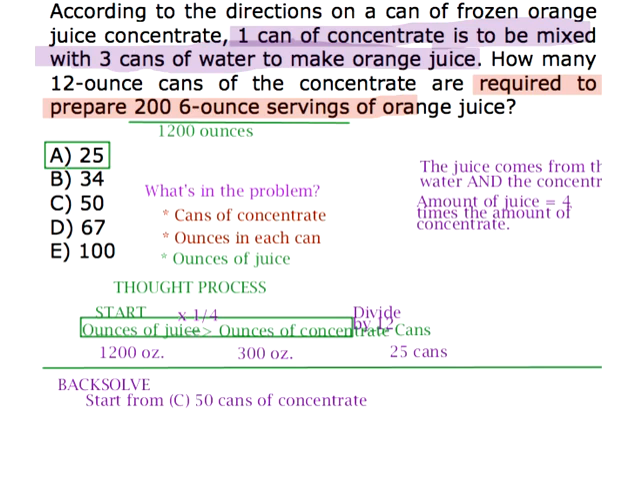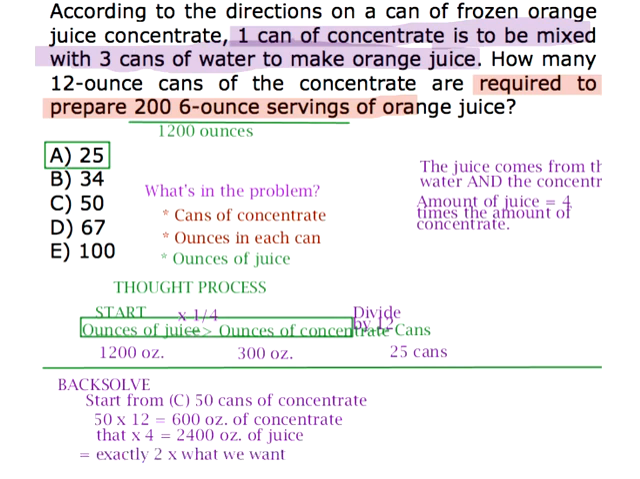So 600 ounces of concentrate. And then that's times 4 for the juice. So that times 4 is 2,400 ounces of juice. And notice that's not too hard. We don't even need to keep plugging because this is exactly twice what we want. So that means the correct answer is just going to be half of 50. So 25 cans. So you can back solve, you can forward solve, you can do that.